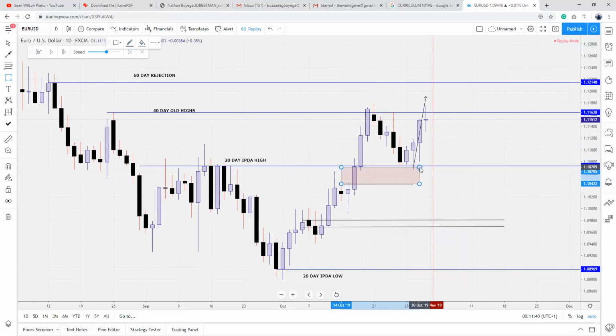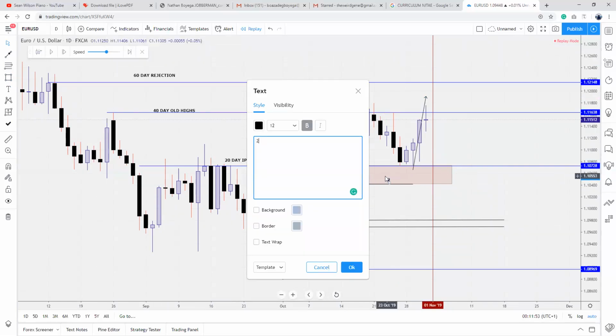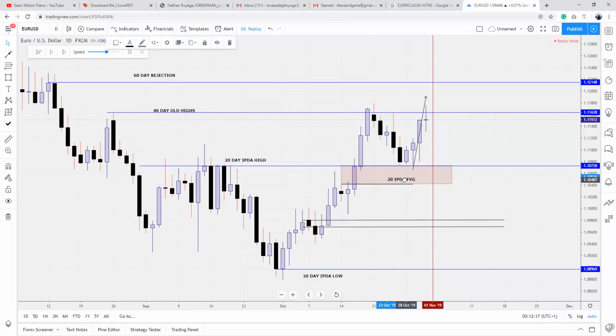So there's a fair value gap inside this point. And if price shows willingness to trade lower, then we know price wants to fill up this fair value gap. And this fair value gap is a 20-day fair value gap. That's an institutional reference point, 20 IPDA FVG. Anyways, so this actually falls under 20 IPDA.